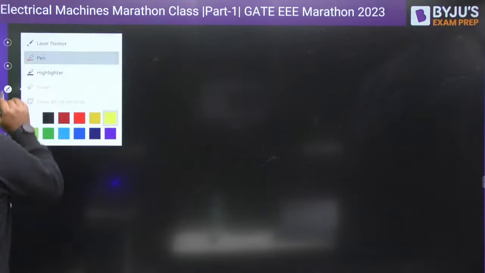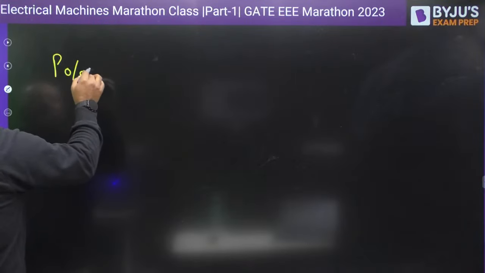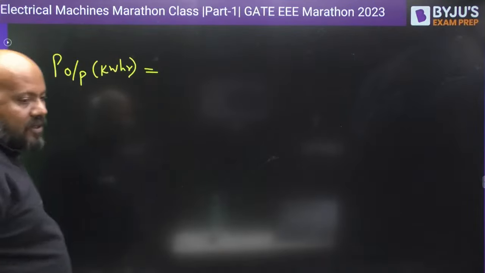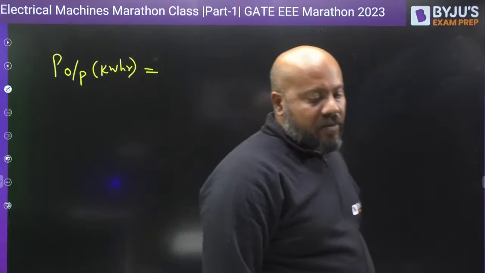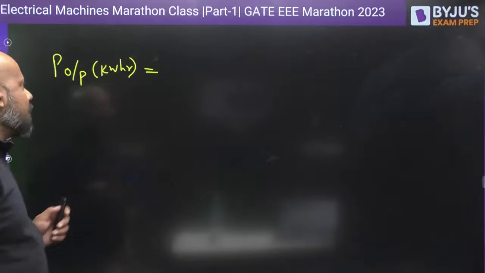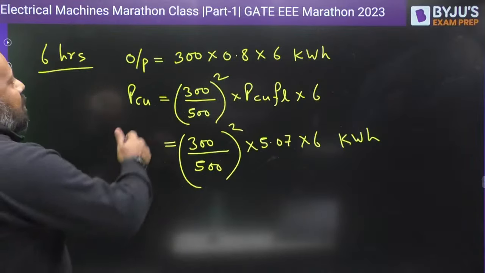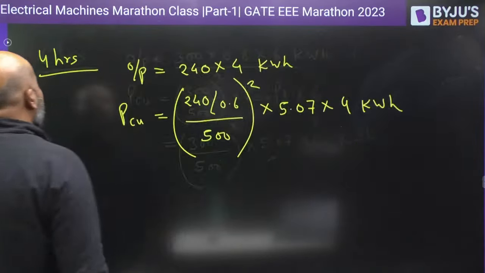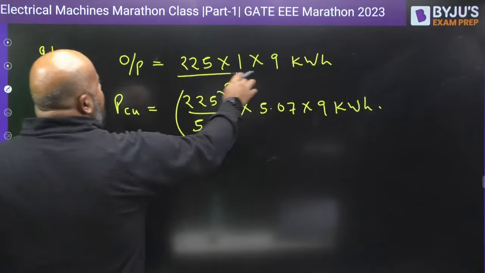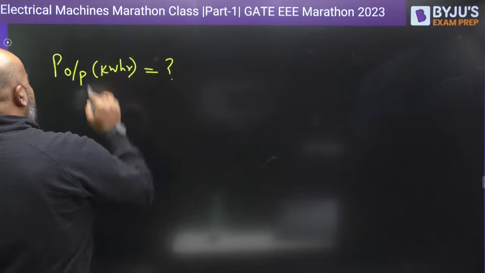Now I want to know what is the total power output in terms of kilowatt hour, because we have to find the energy efficiency, so we are talking in terms of kilowatt hour. Now what you have to add? For 6 hours, this one. 4 hours, this one. 9 hours, this one. Because 5 hours, it is no load. Okay? So you write it.